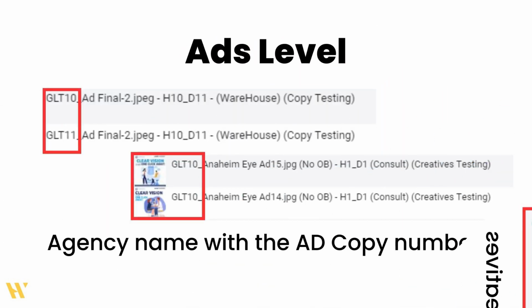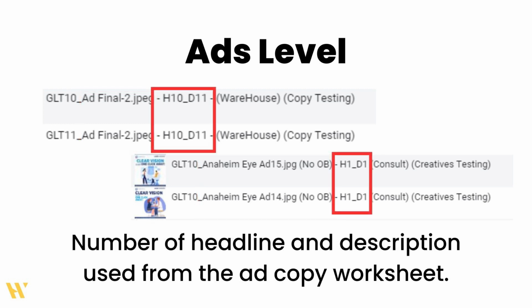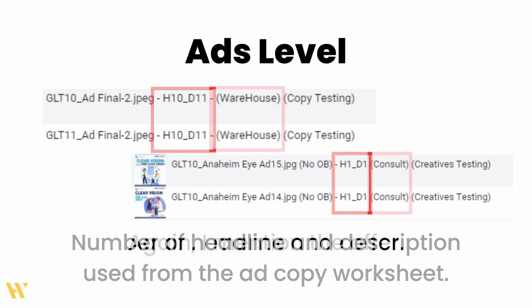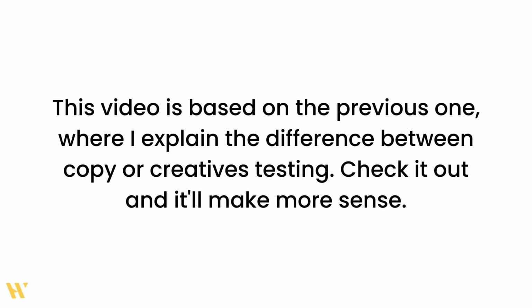Lastly, at the ads level, we have the agency name, ad copy number, ad creative name, headline and description numbers, the offer, and a type of testing, copy or creative. So there you have it, my unique naming convention for campaigns. It's like an open book, telling you everything about the campaign in just a glance.